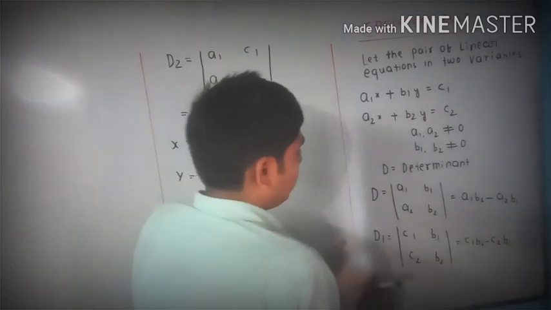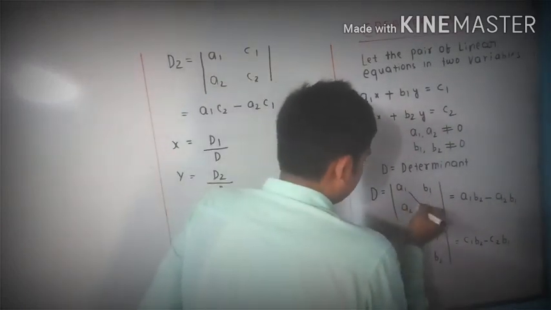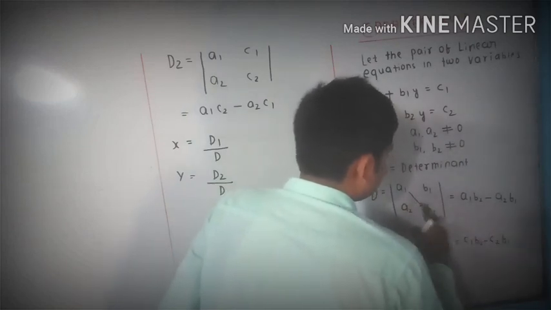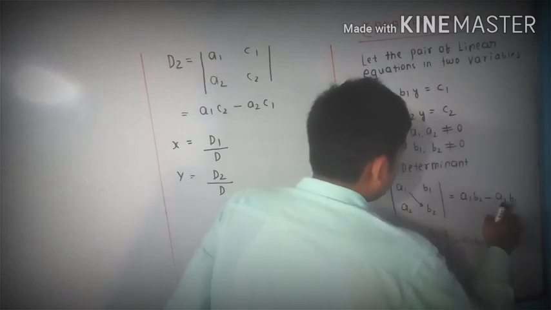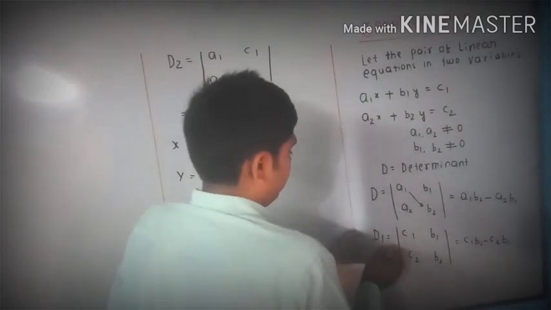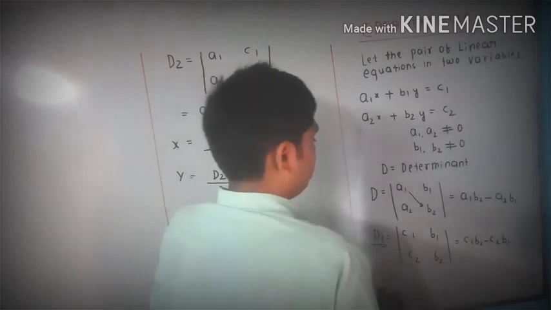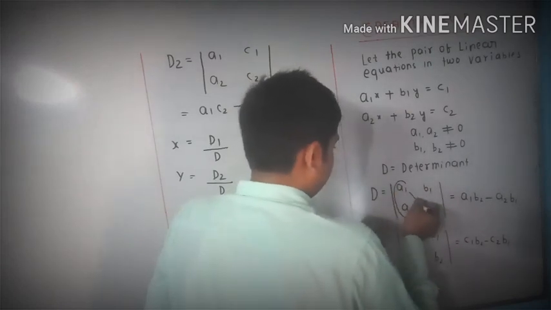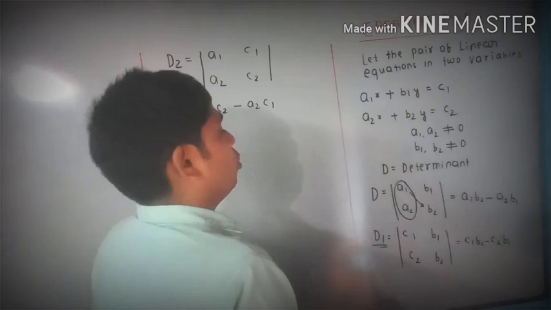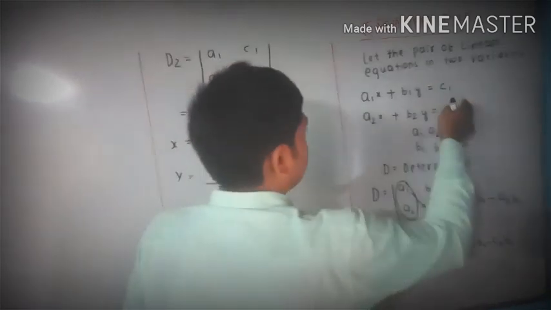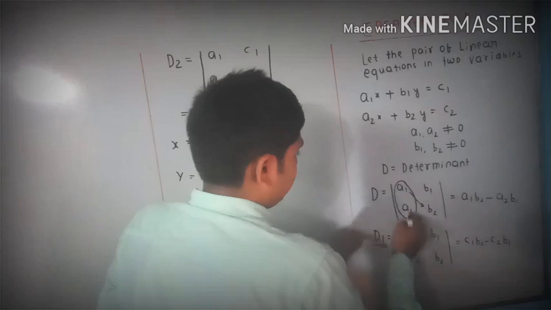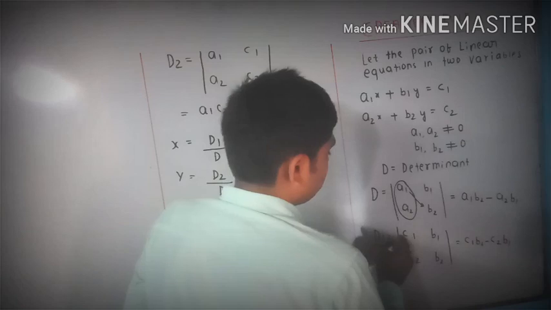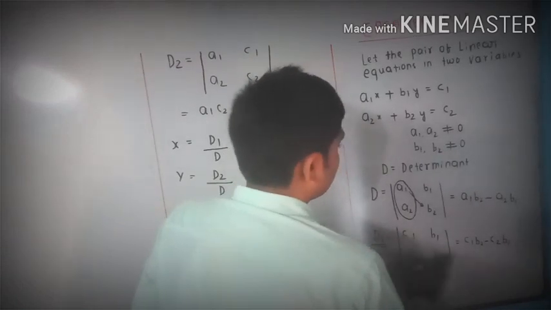After that we cross multiply: a1 into b2, and minus is always placed before a2 into b1. If we need to find D1, then we will have to remove this column and replace it with c1, c2. So we multiply c1 into b2 and b1 into c2. This is the value of D1.